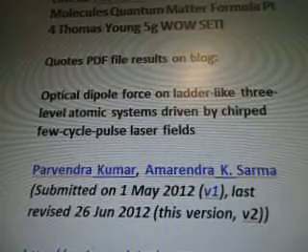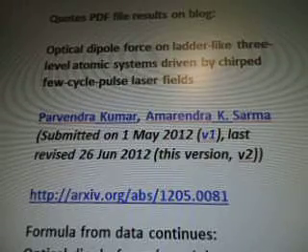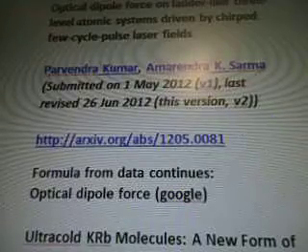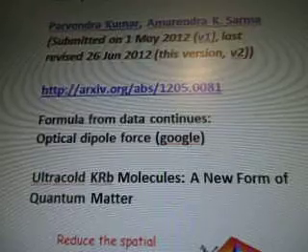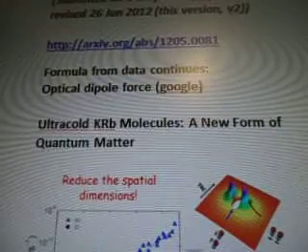Quote, PDF file results on a blog: optical dipole force on ladder-like 3-level atomic systems driven by chirped few-cycle pulse laser fields. Name of our scientist, June 2012. The link is arxiv.org. The formula from the data continues to optical dipole force.